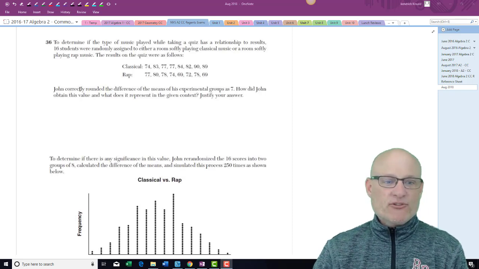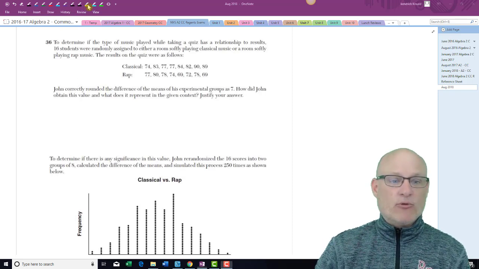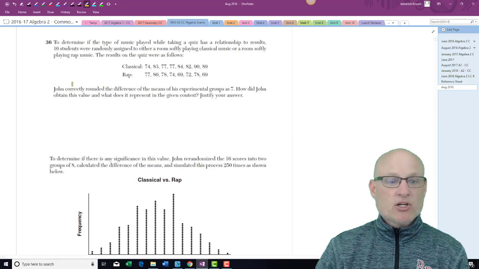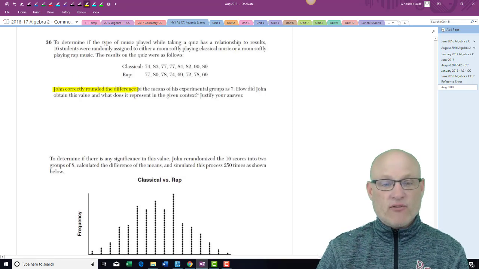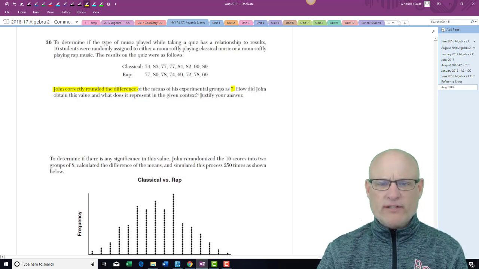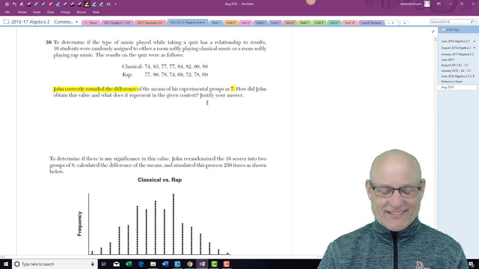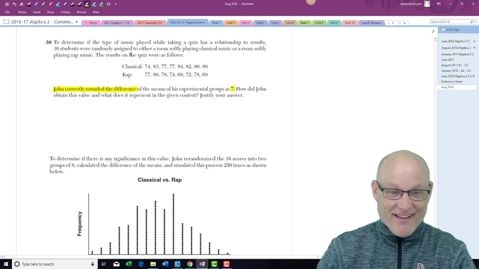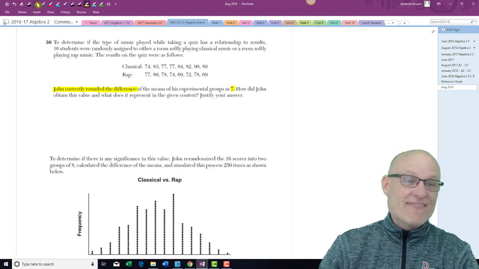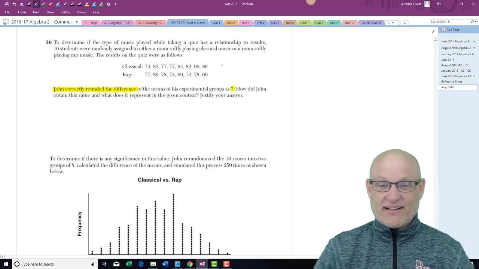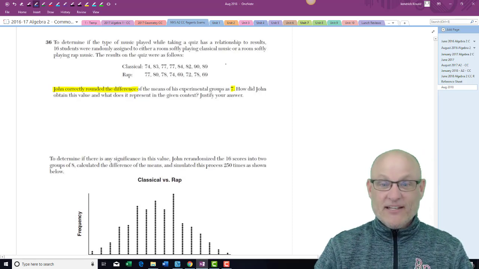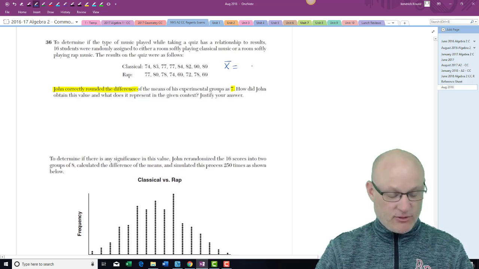So the question says, John correctly rounded the difference of means in his experiment group to be 7. How did John obtain this value, and what does it represent in context? Okay, I'm not going to go through the math of rounding these things. I think you guys can handle rounding. If you take these up and add them on the classical side, I believe you get 82.